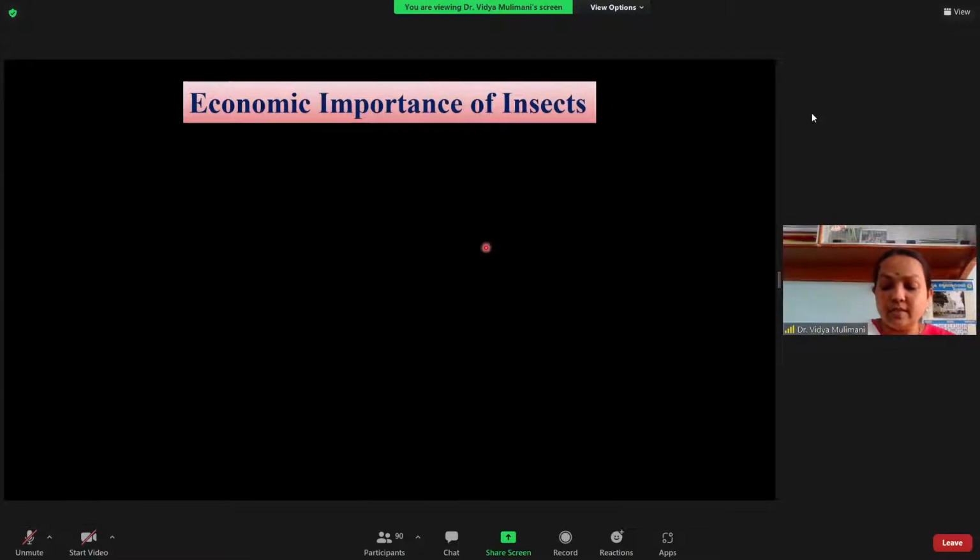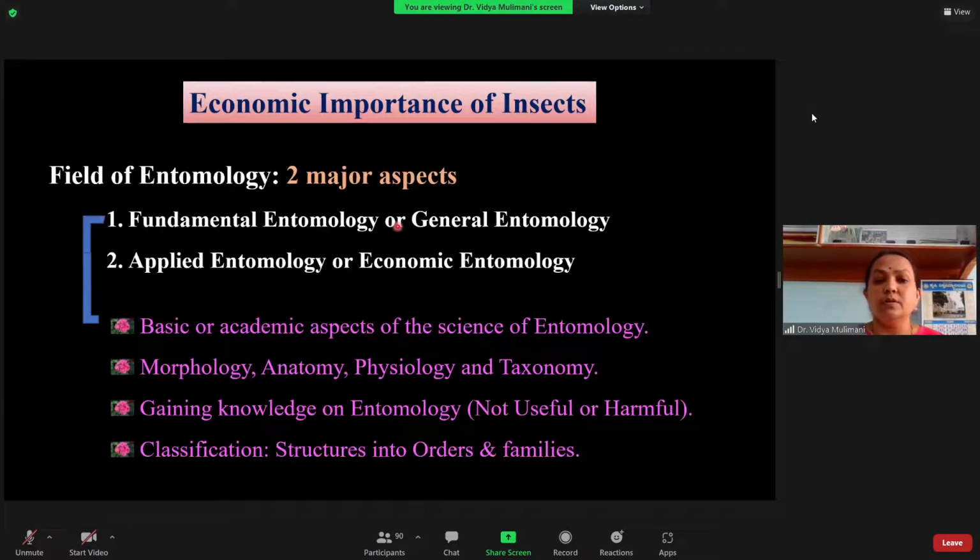So the first topic you have is the economic importance of the insect. In the last class, I was telling you that this course is completely different compared to the first course. Here, look into the field of entomology. It can be classified into two major parts. One part is the fundamental entomology, that is the general entomology, and the second one is the applied entomology.